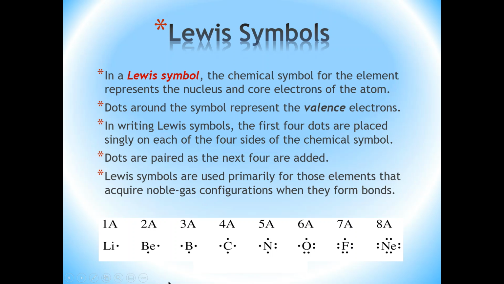Just to give you some examples of Lewis symbols, we have these elements in period 2, starting with lithium in group 1A to neon in group 8A, and you'll see that basically the Lewis symbols consist of the symbol of the element and then the dots representing the valence electrons. As you can see here, lithium has one dot, which means that it has one valence electron. Beryllium has two, and so on and so forth for the others.